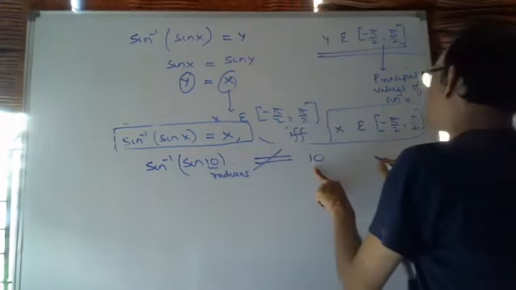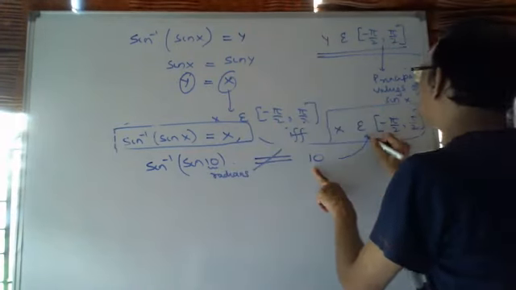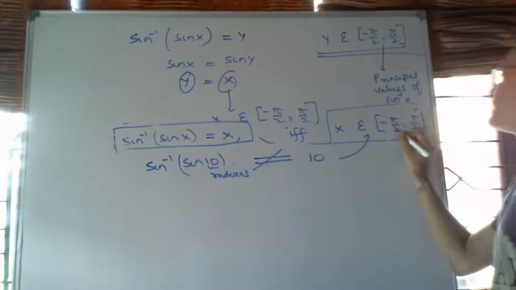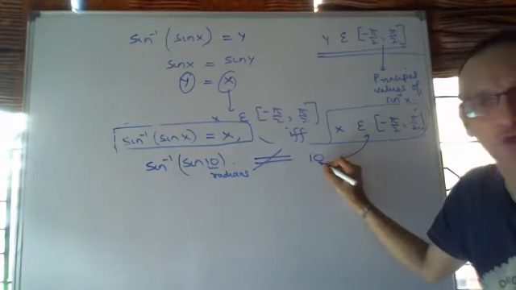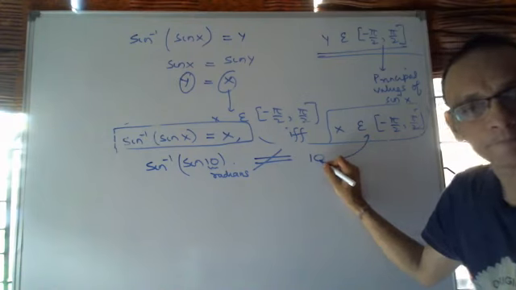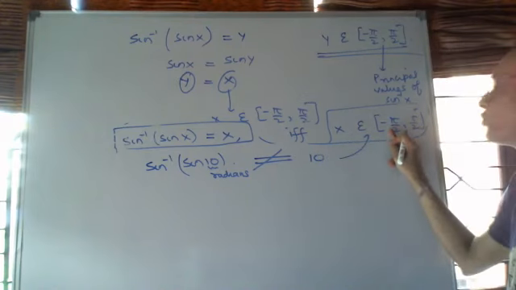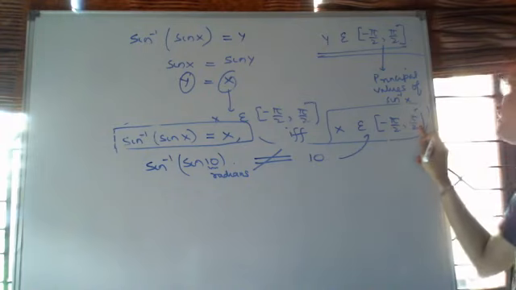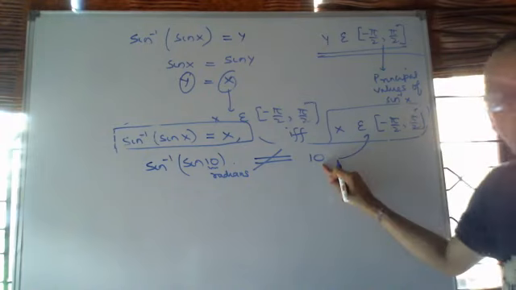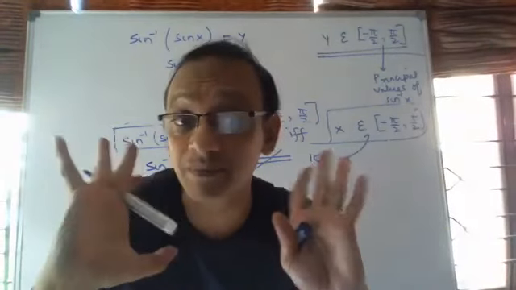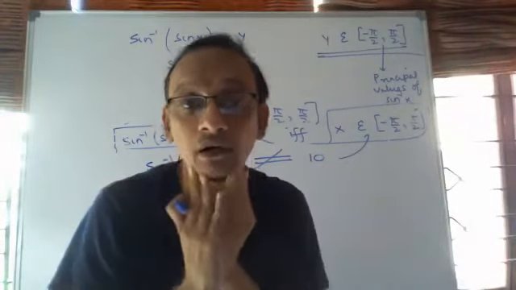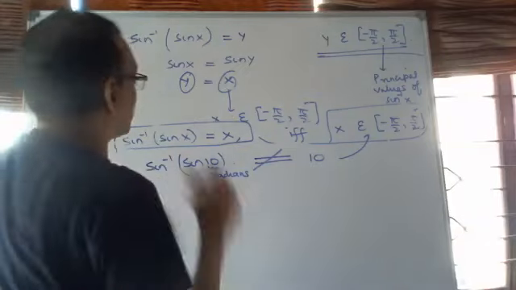Why? Because 10 does not belong to this principal value interval. It is minus 1.57 to plus 1.57, and 10 does not lie in that interval. So sin inverse sin 10 is not 10. Here 10 is in radians, not degrees. So what do we do?